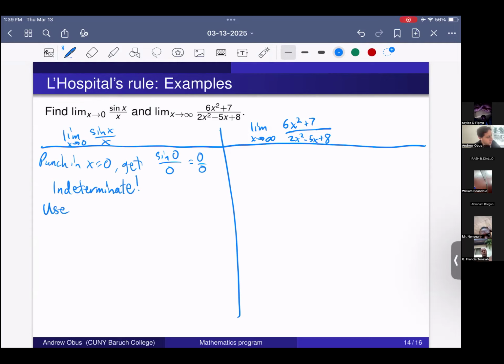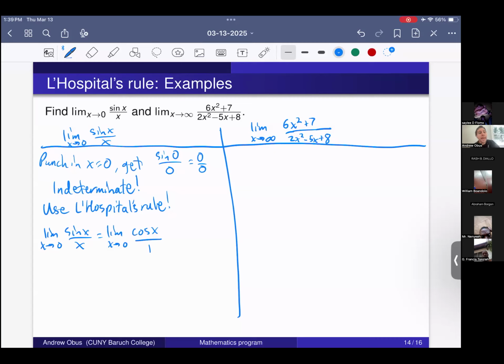So use L'Hopital's rule. And so that tells me that the limit as x approaches 0 of sine of x over x is the same as the limit as x approaches 0 of, I take the derivative of the numerator, that's cosine of x, and I take the derivative of the denominator, that's just 1.